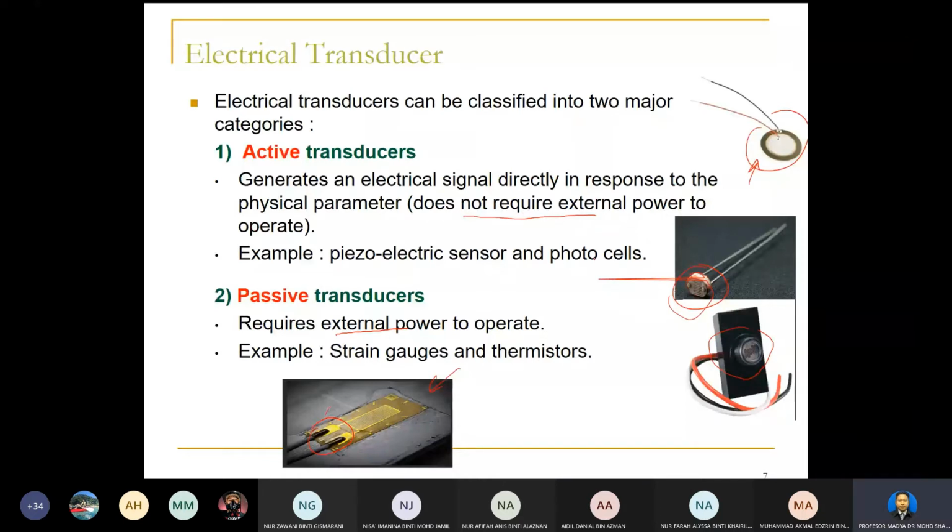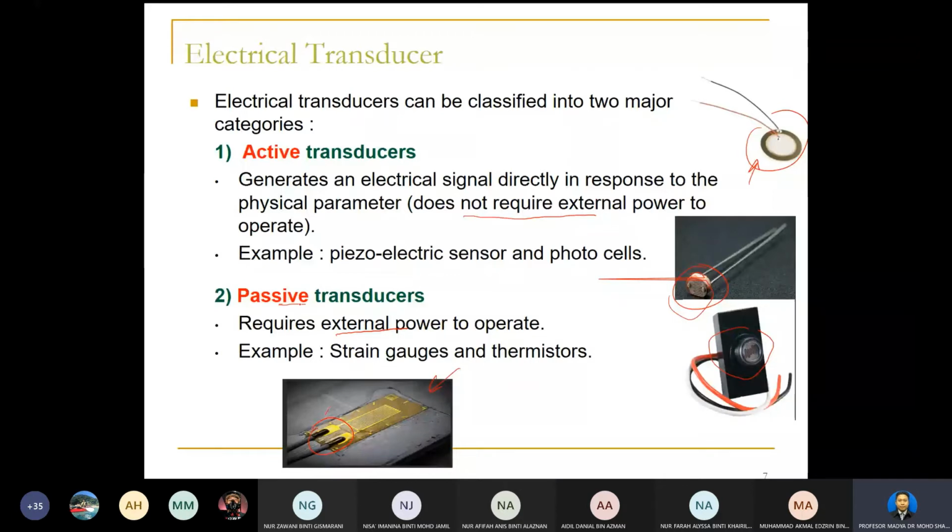Okay, so that is the category of the electrical transducer. They have active transducer, which means no power supply is required to operate the sensor. And for the passive, it requires external power to operate. That's why you have to know whether this sensor is passive or active.